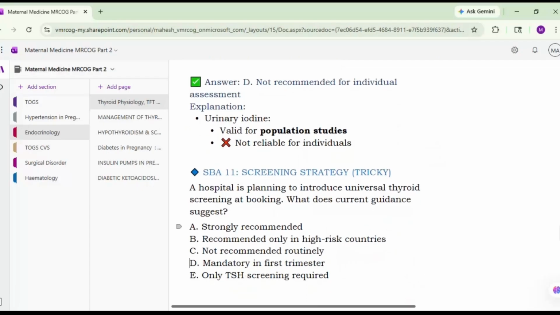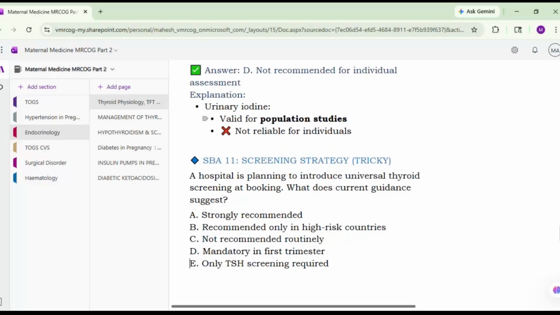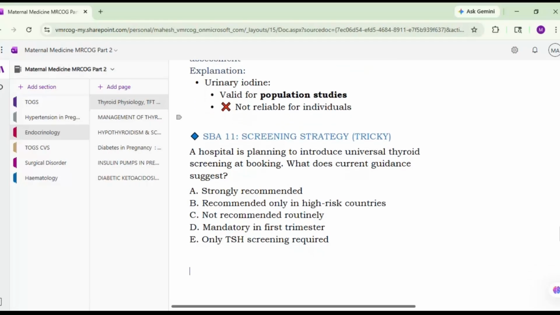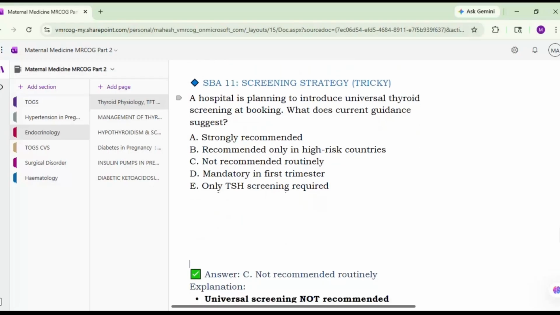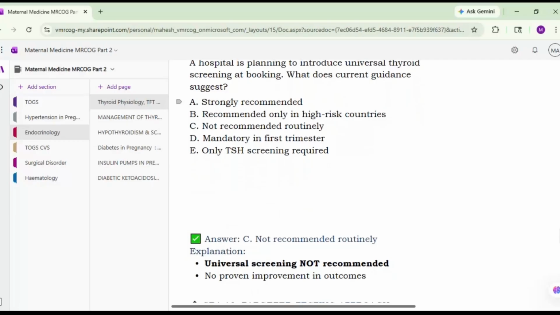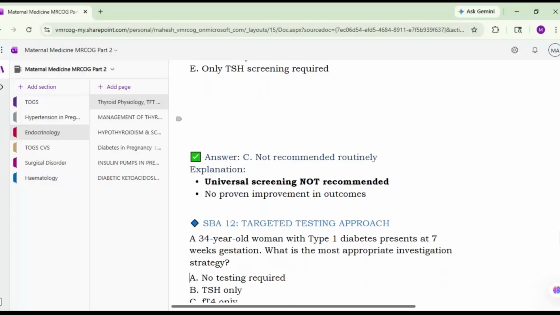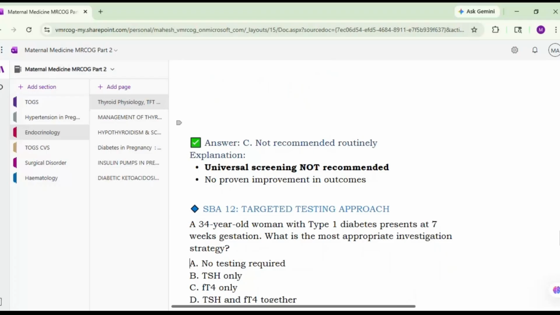Okay, next. A hospital is planning to introduce universal thyroid screening at booking. What does current guidance suggest? Strongly recommended, recommended only in high risk countries, not recommended routinely, mandatory in first trimester, or only TSH screening is required. Routinely it is not recommended. Universal screening is not recommended, as there is no proven improvement in outcome. The guideline talks about high-risk patients only.